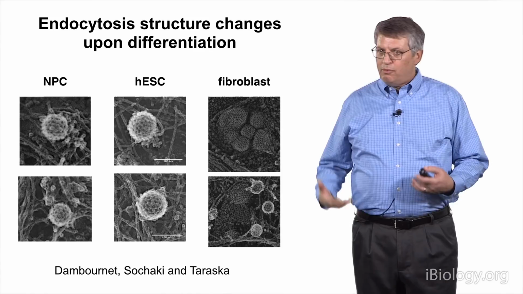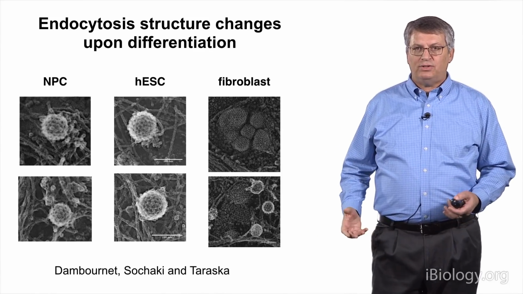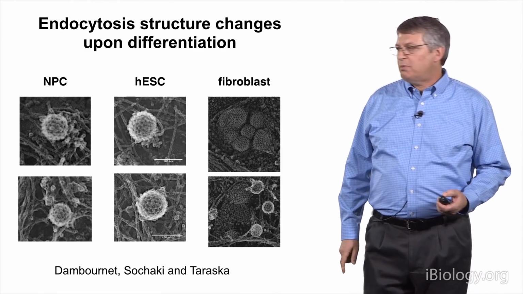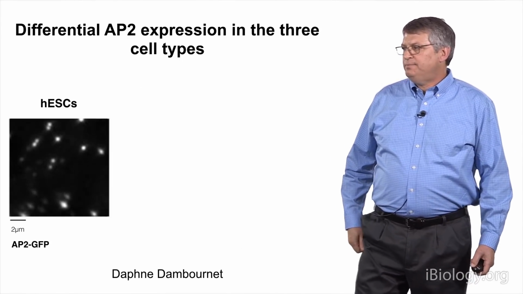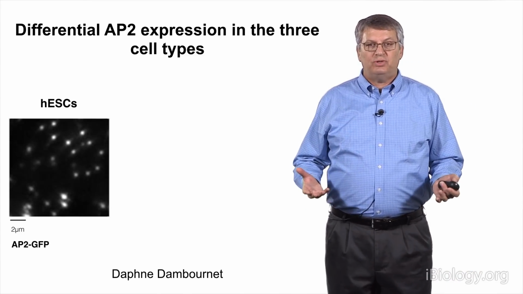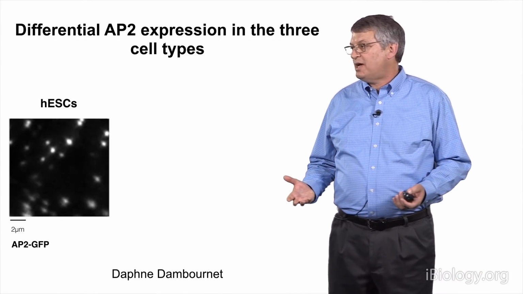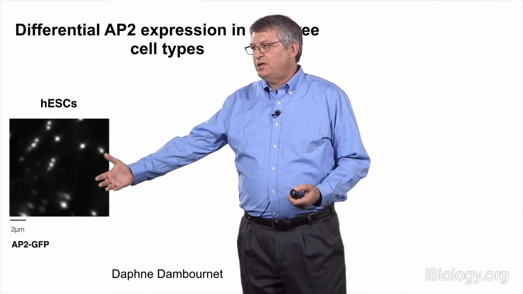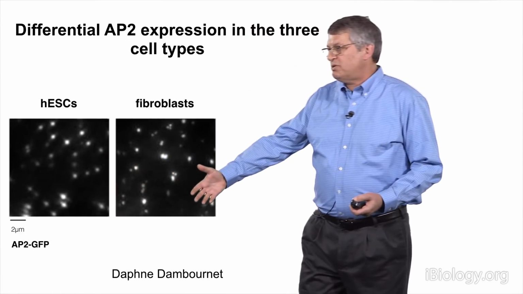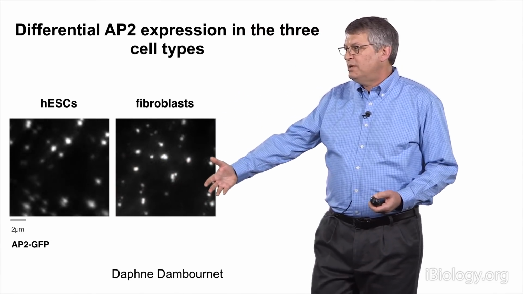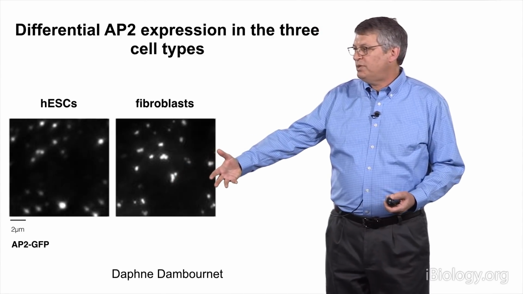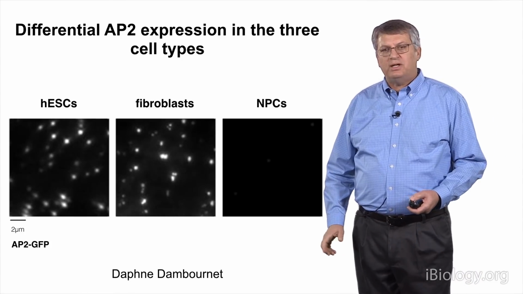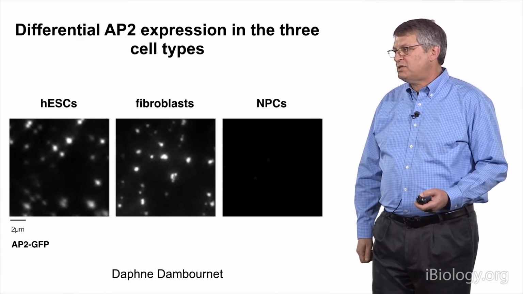And now we have a system where we can try to understand why these differences are developing, as well as understand how. And the how question we've actually already made progress on. Daphne started looking at different endocytic proteins to see which ones might be expressed at different levels in these cell types. She found that the AP2 adapter protein is expressed at high levels in our starting embryonic stem cells, and also at high levels in our fibroblast cells, again by making movies with a GFP-tagged AP2. But in the neuroprogenitor cells, it was expressed at very low levels relative to these other cell types.